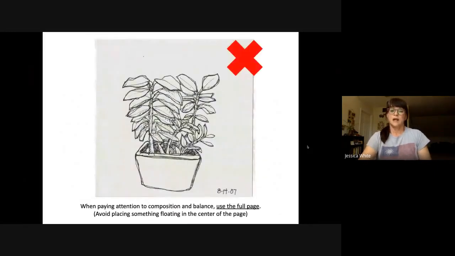So when you're paying attention to composition and balance, you want to remember to use the full sheet of paper, use the full page. So you want to avoid placing something right in the middle of the paper. I know when you're drawing something, you want to look at it and draw it, and you think of that as the subject. But what you end up with is all this white area around the outside, and you end up with just a very static, still image that really has not a whole lot of visual interest.